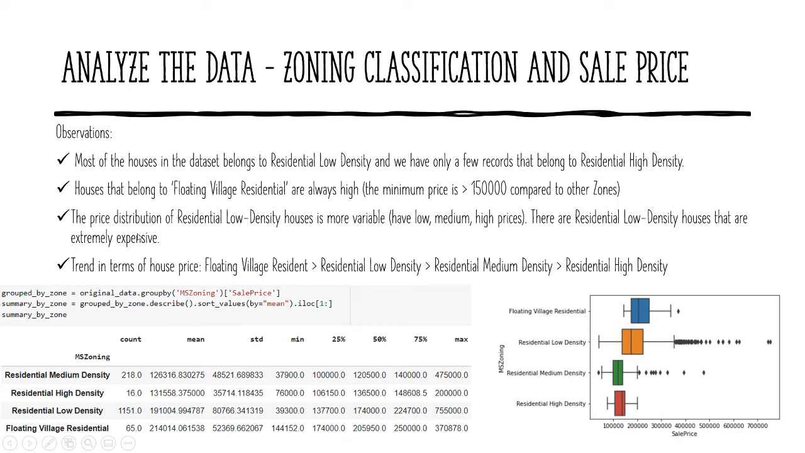The third observation is that the price distribution of the residential low density is more variable. We have houses that belong to this type that are very cheap, houses in the medium range, and some houses that are very expensive. And if we compare, we can see that floating village residential may be greater than residential low density, greater than residential medium density, and greater than residential high density.